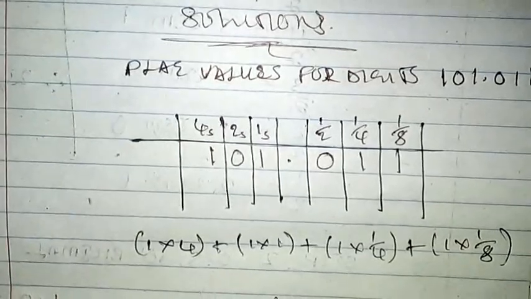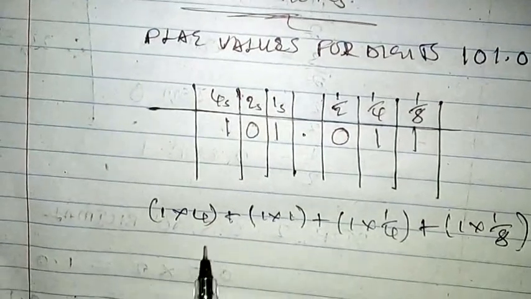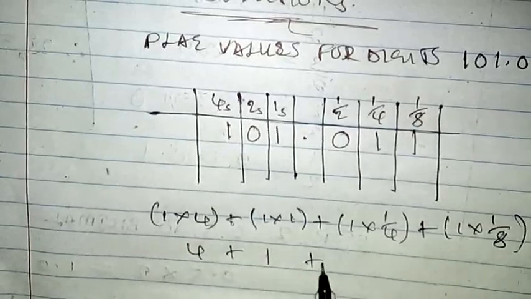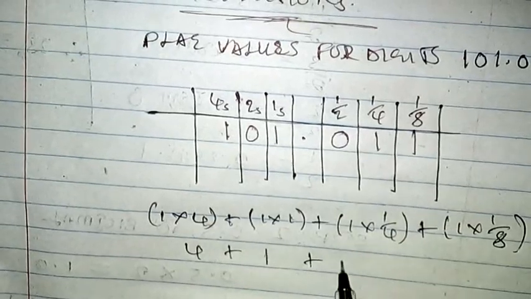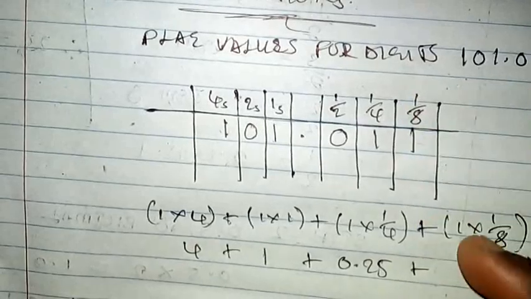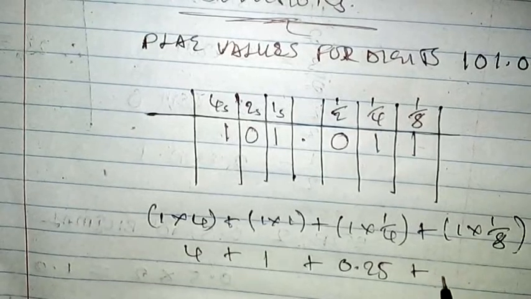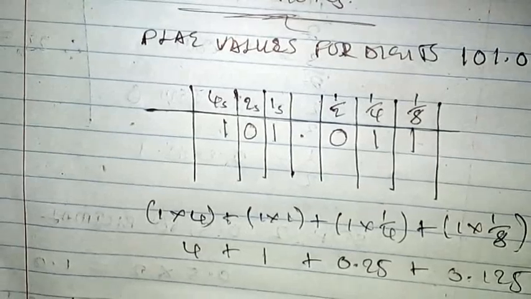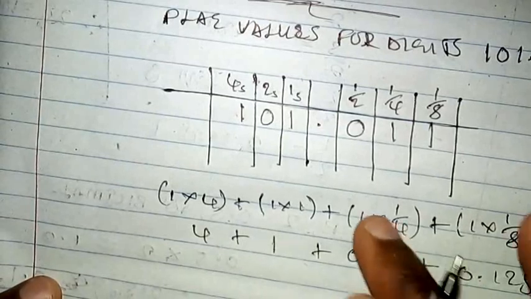Then we compute. When we compute this, we're going to find out that 1 times 4 is 4, plus 1 times 1 is 1, plus what is 1 times 1 over 4? If you compute that, you'll find that it's 0.25. Plus, what is 1 times 1 over 8? You're going to find out that this gives you 0.125. So this is a paper 1 question, by the way, and in paper 1 we don't use a calculator, so you need to know how to multiply fractions.